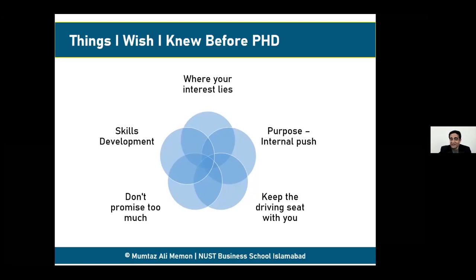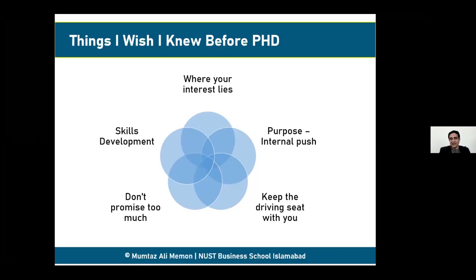Then internal push: you see the purposiveness, the hallmark of scientific research. The first hallmark is purposiveness. See the purpose, how you are going to contribute to the society, how important the research you are doing actually is, what significant contribution you will make to the society. It will be an internal push for you, motivation.